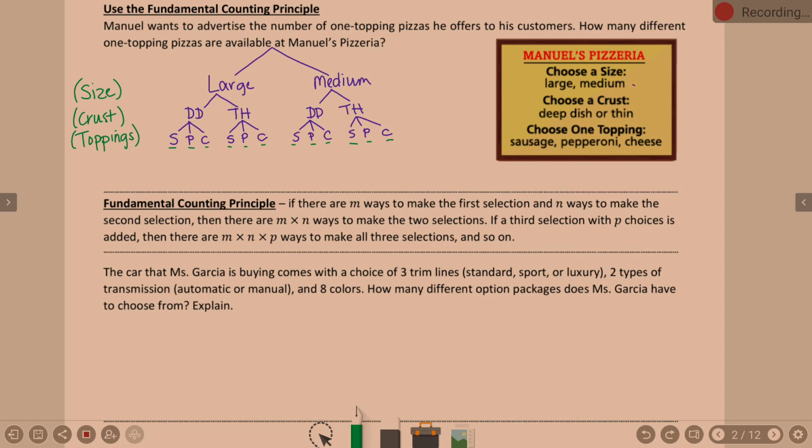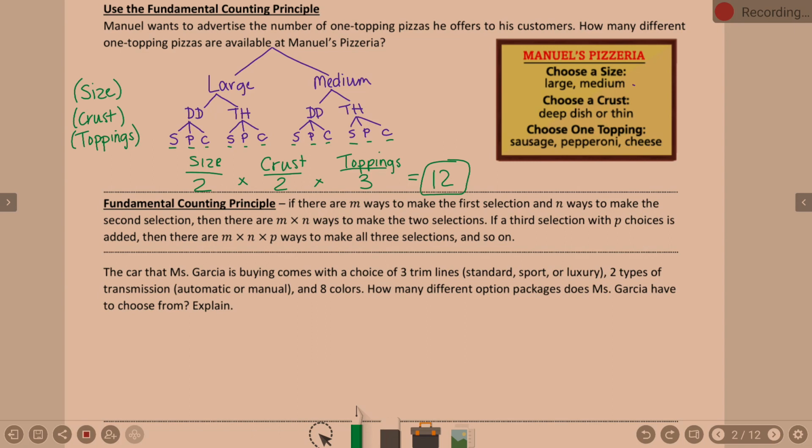Now, leading into the multiplying. The idea is if we had multiplied, okay, how many size choices do you have? You have 2. Times how many crust choices do you have? 2. Times how many topping choices do you have? 3? Well, 2 times 2 times 3 is 12. Okay? So nothing says we had to do a tree diagram here. We could have jumped right into multiplying.